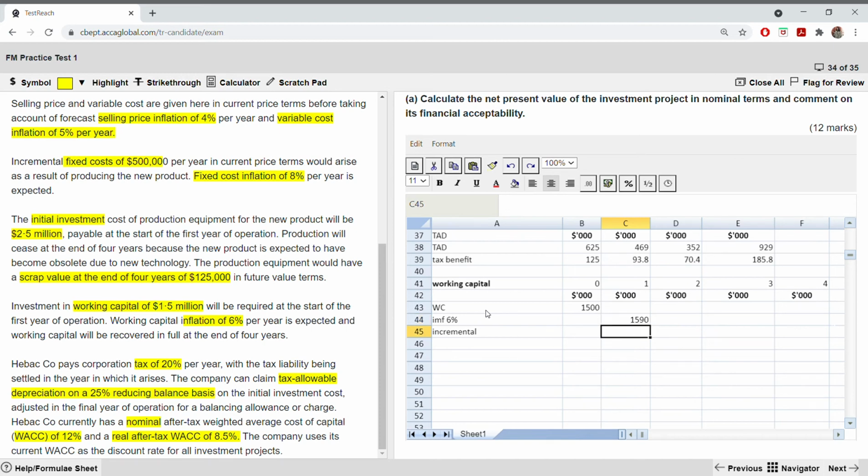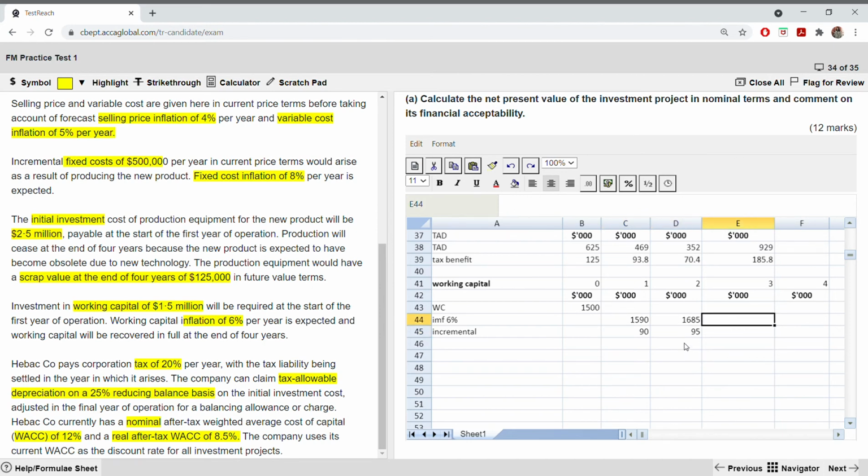So how much it increased? Only 90, from 1,500 to 1,590. Next, when you're going to the next one, inflate 1,590 by 6%, it will be 1,685. So how much it increased? The incremental was 90. So from 1,590 to 1,685, okay, 95. You need to increase it by a further 95, because 1,590 plus 95. Okay, this and this if you add should give you this.